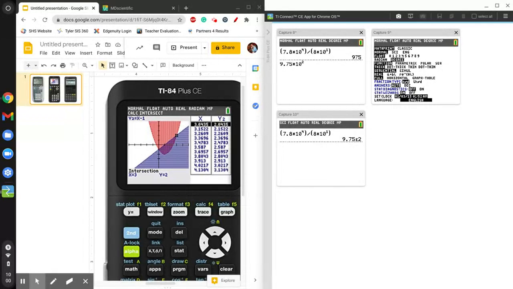So again, I don't really recommend it. There's a lot of calculations that we do that you don't want to have in scientific notation, that you'll be bouncing back and forth, turning your mode on and off from normal to scientific notation, and that's just silly. Okay, so I'm going to change mine back to normal.